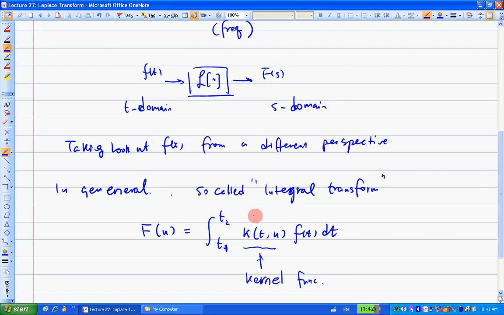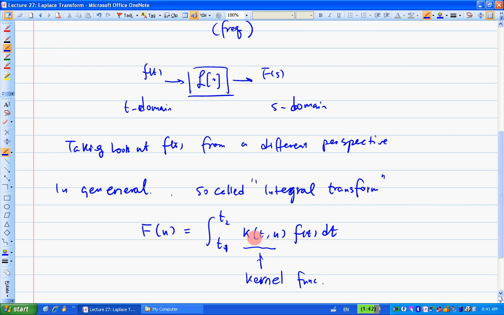So then you can definitely say, if I give this k of t, u a different format, then I will have a different integral transform, right? That's absolutely true actually. After the Laplace transform, we'll have another one called the Fourier transform. So basically, it's a slightly different kernel function in here.